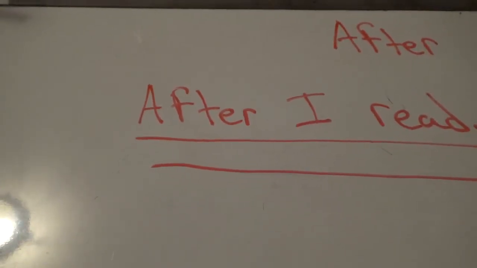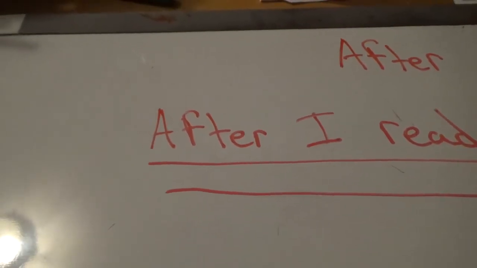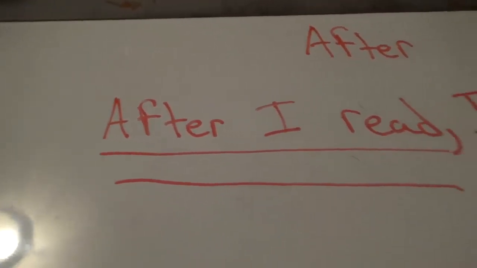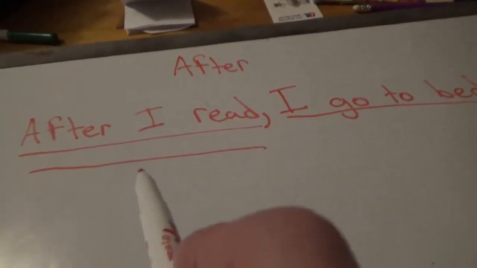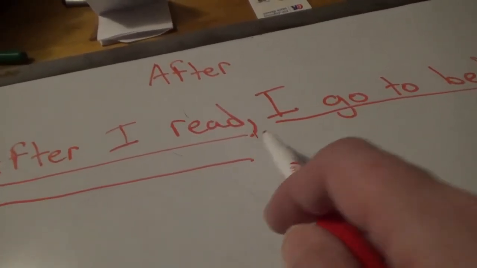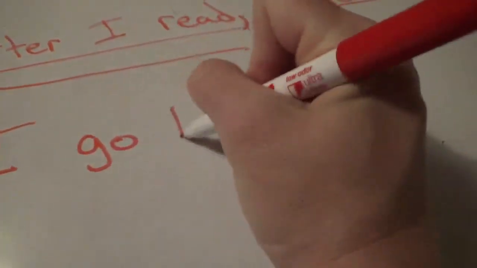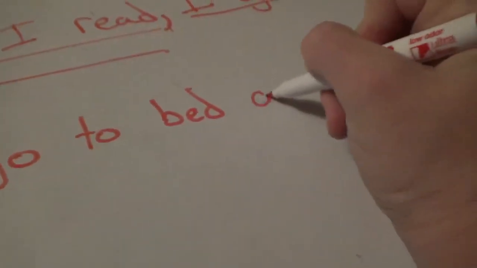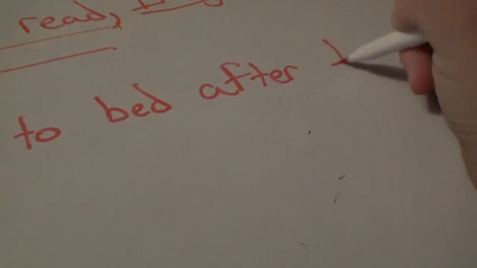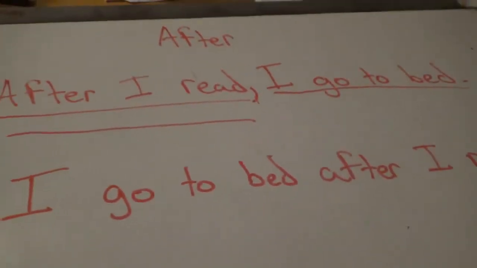It cannot stand alone. If we just have that written like that, after I read, it's a sentence fragment, isn't it? It's a dependent clause. A dependent clause cannot stand alone. So it depends on the independent clause to make a complete sentence. When we put it with an independent clause, then it becomes what's called a complex sentence, and we're going to put a comma after an introductory dependent clause. Now, if I say, I go to bed after I read, no comma needed there. The comma only goes after an introductory dependent clause.